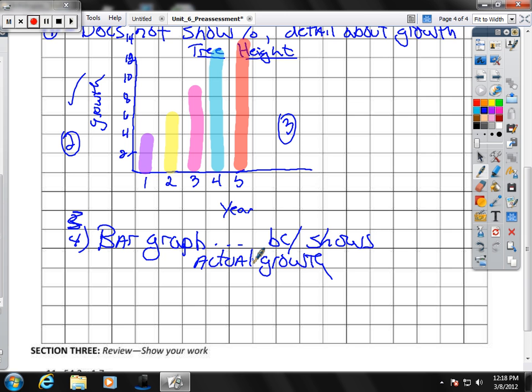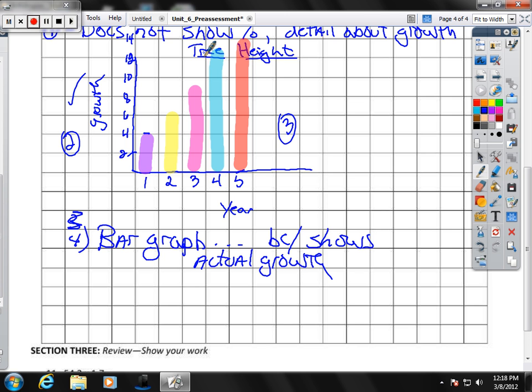It's going to show actual growth. It's a much better choice because it demonstrates or shows actual growth. I can look at these bars here and really see how tall each one of them got in each year. I can see the difference. It would tell me how high it is from year to year. So we did a really nice job there.